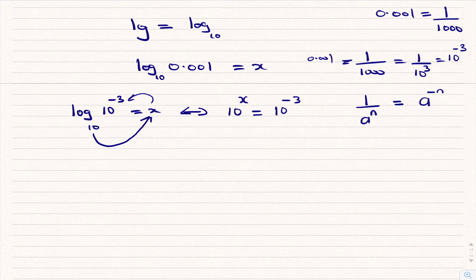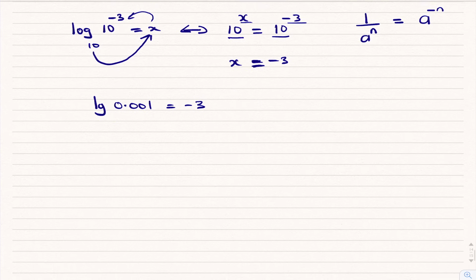So in this case, because they have the same base, the powers will be equal. So therefore, x equals minus 3. So that's the answer there. If I'm writing this, I'm going to write lg 0.001 equals minus 3. So that's the answer for that one.